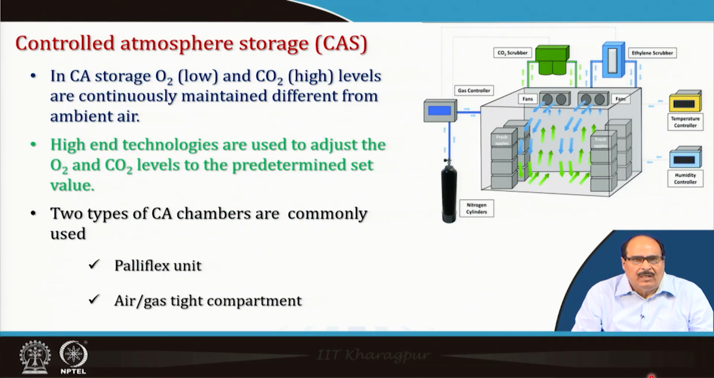You know, in CA storage the oxygen and carbon dioxide levels are continuously maintained different from the ambient air. So, it is an enclosed chamber where by artificial means, by mechanical means or by other suitable means, O2 and CO2 levels are maintained, which are required for the particular commodity that is to be stored in it.